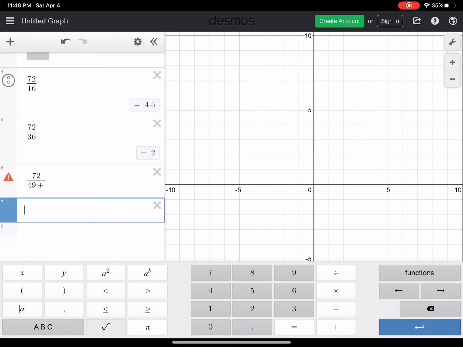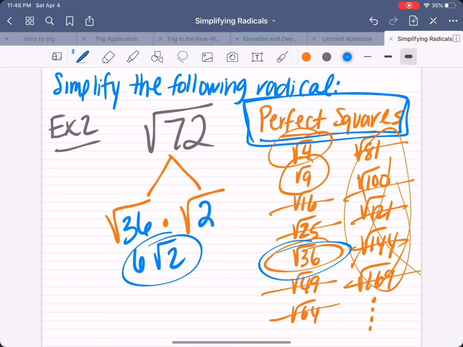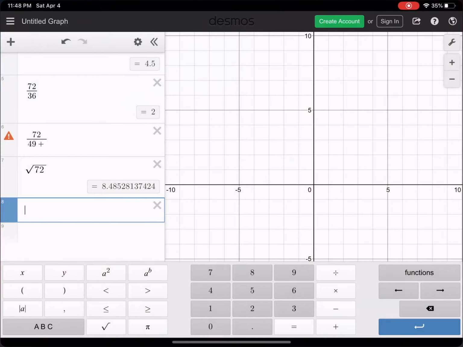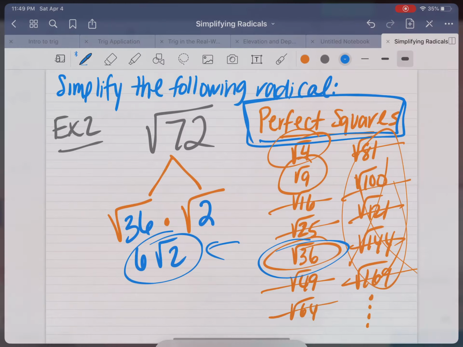Square root of 72 is 8.48. And then we're checking to see if it's equivalent to 6 square root of 2. And of course, they give you the same decimal, so you are correct.